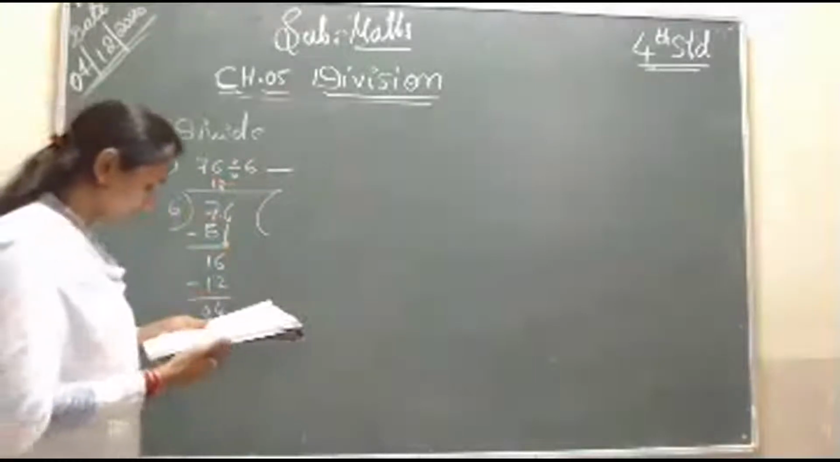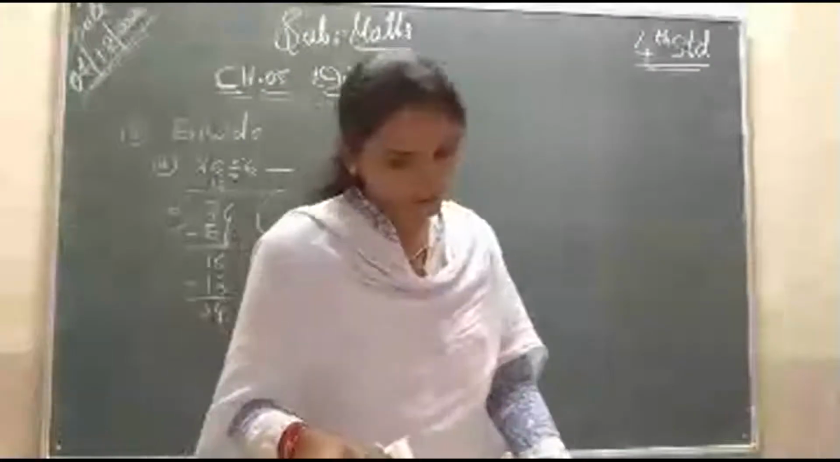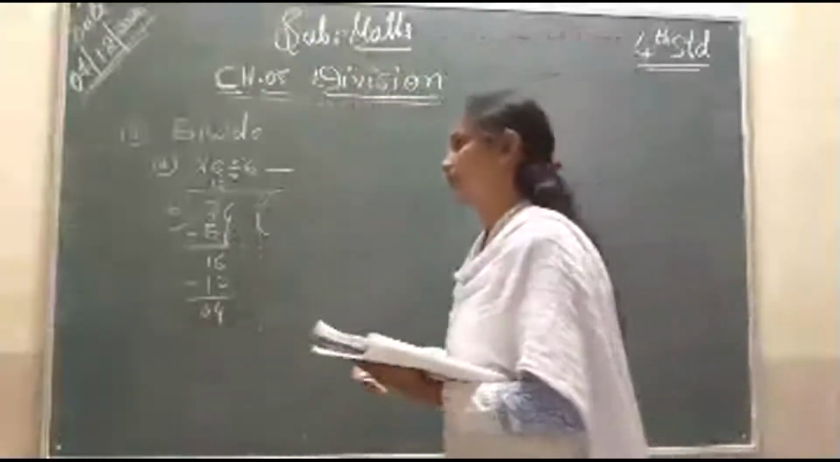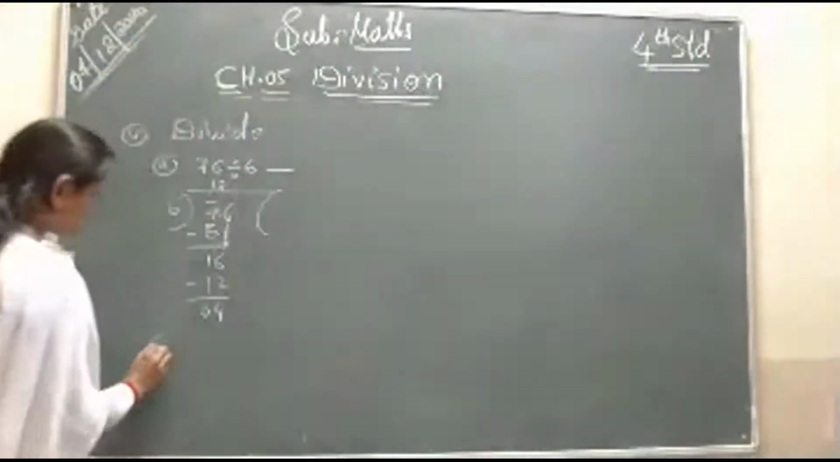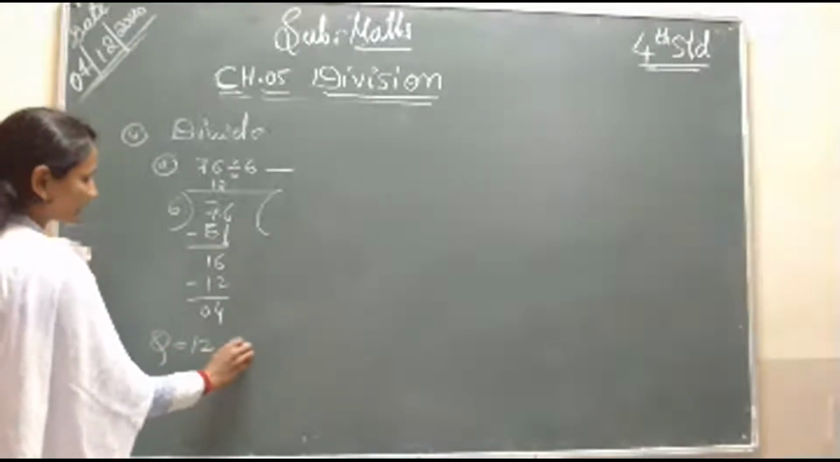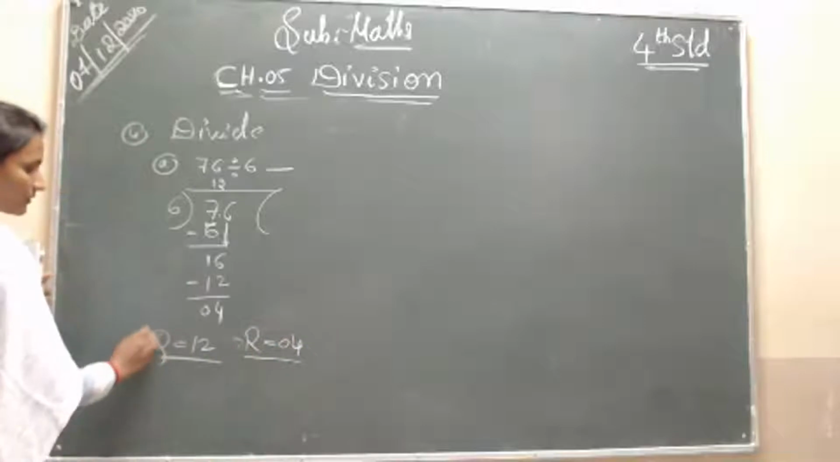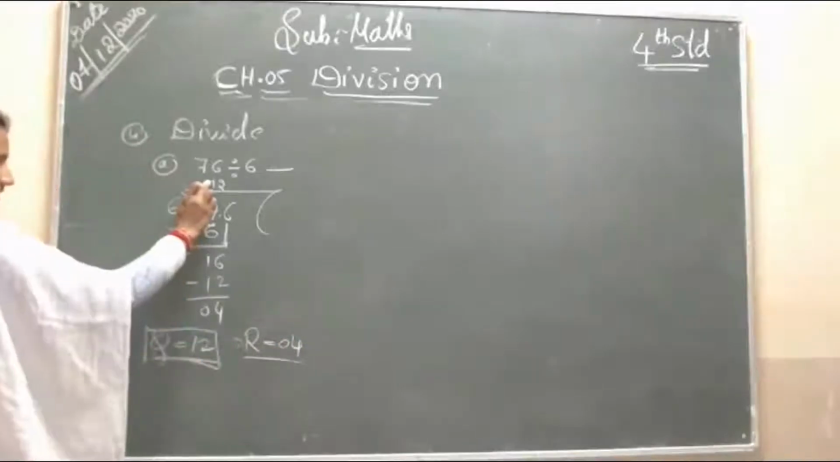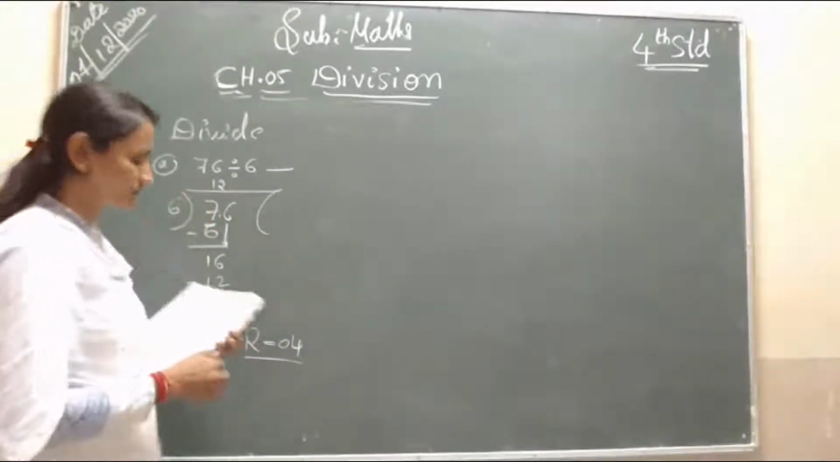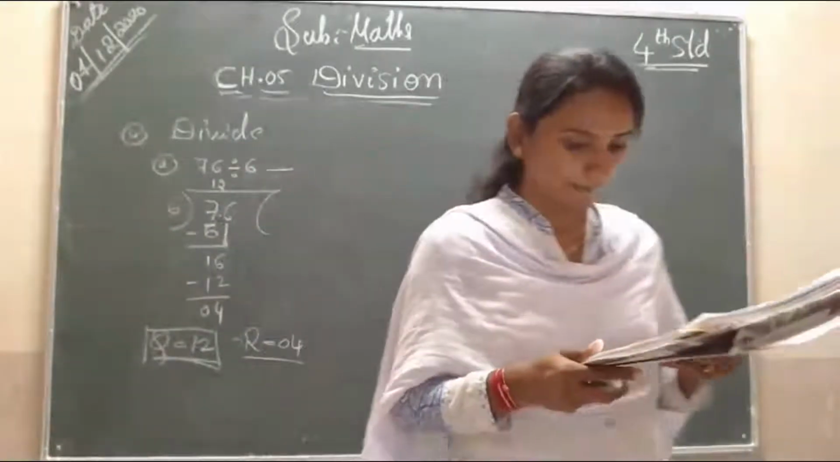So we can observe what the result is. The quotient is what? The quotient is 12. The remainder is 4. This is a very easy question.